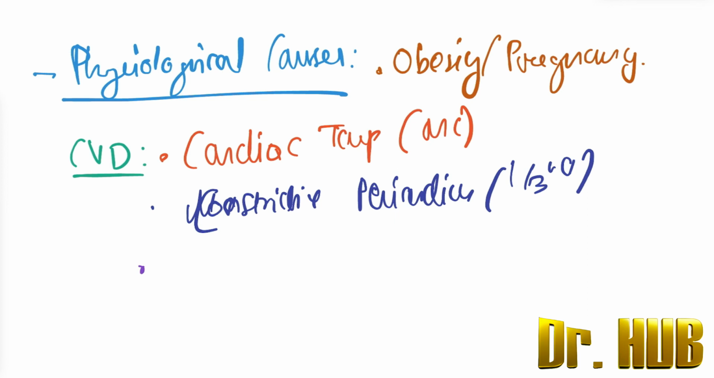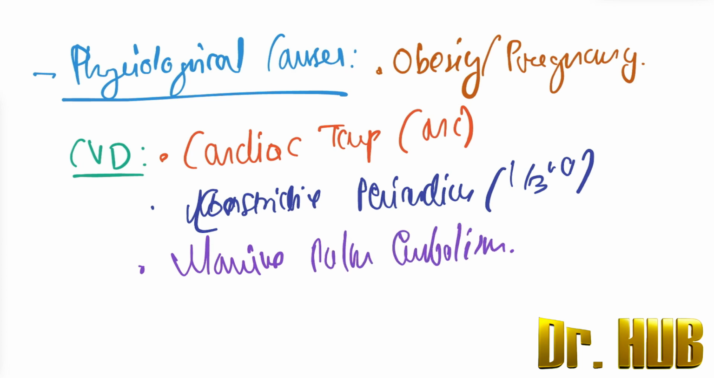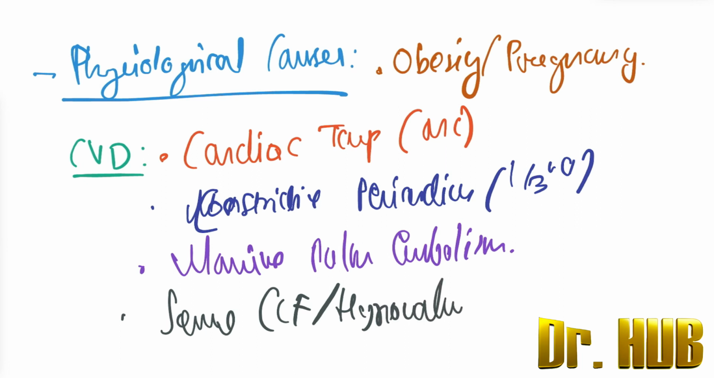The third one includes a massive pulmonary embolism. And then there is severe CCF, congestive cardiac failure. Hypovolemic shock is also a part of this.